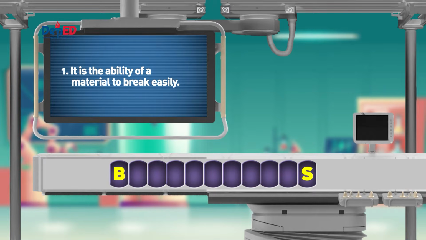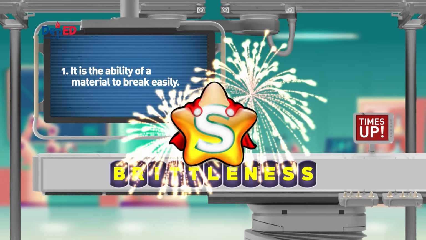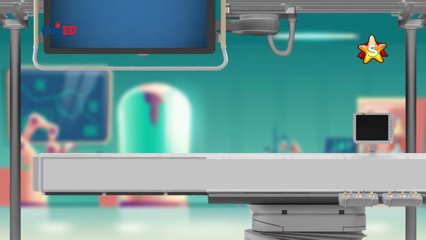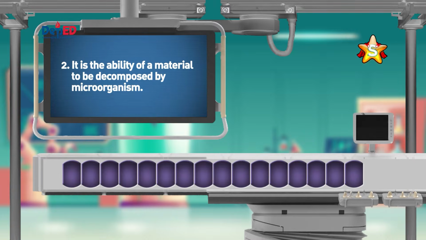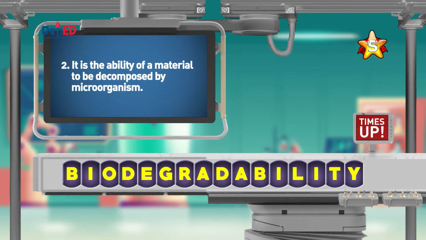Can you determine the word? The answer? Brittleness. Very good. Number 2. It is the ability of a material to be decomposed by microorganisms. It has 16 letters. It starts with letter B and ends with letter Y. What word is it? If your answer is biodegradability, you are correct.